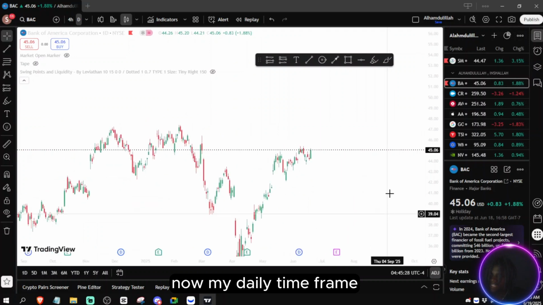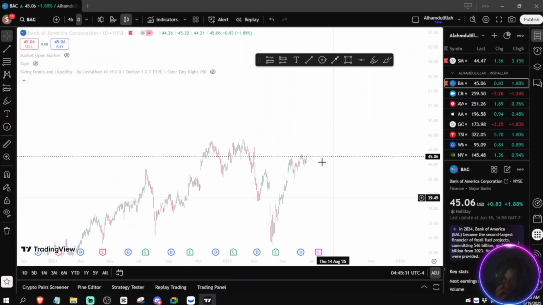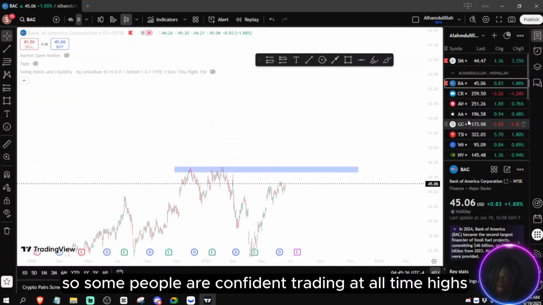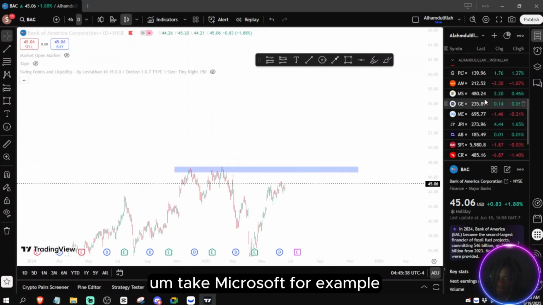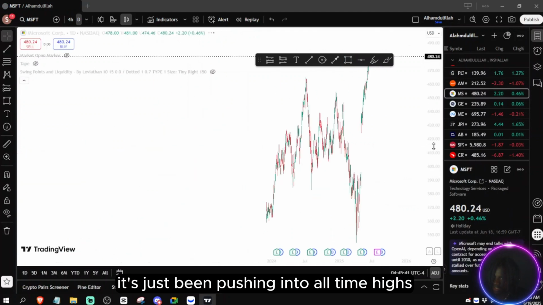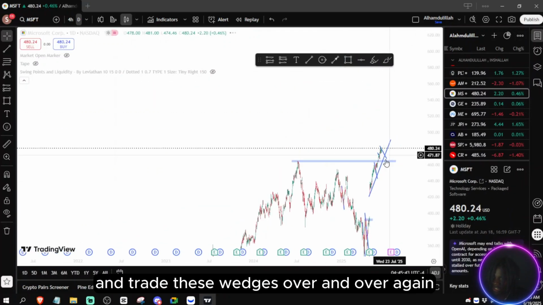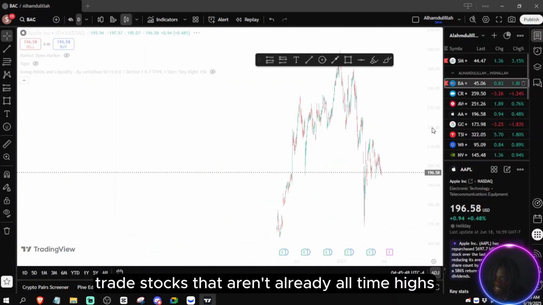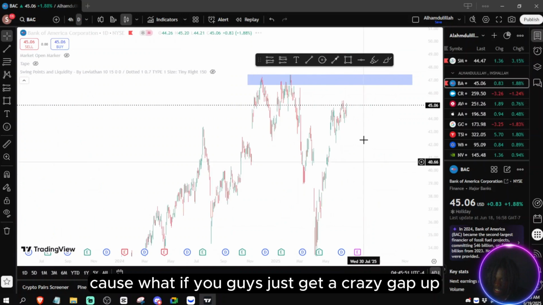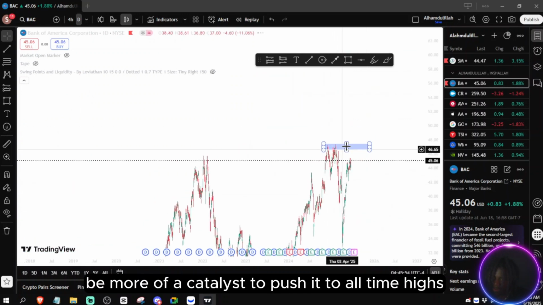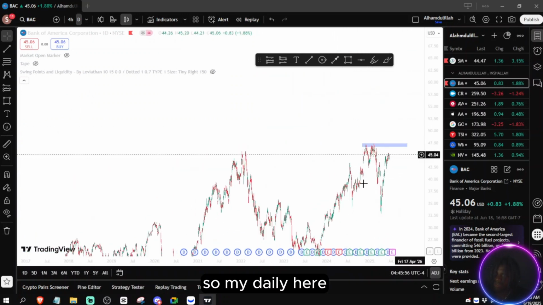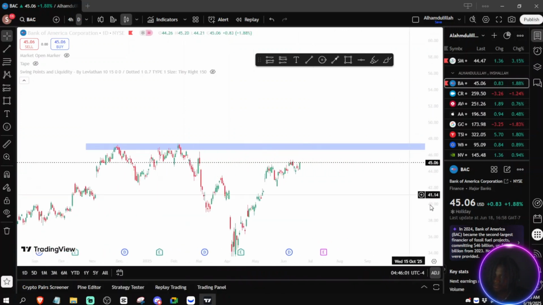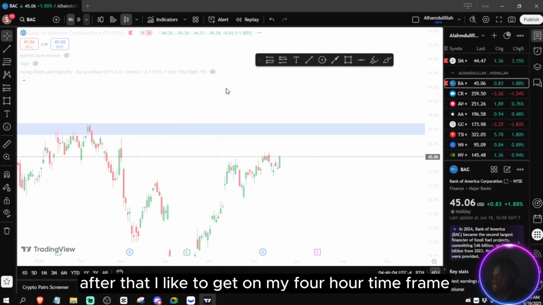Now on my daily time frame, I like to look for stocks that are not already at all-time highs. Some people are confident trading at all-time highs. Take Microsoft, for example. It's just been pushing into all-time highs and people continue to trade these wedges over and over again. But I like to trade stocks that aren't already at all-time highs that I know have some more upside, because what if you get a crazy gap up or some news, there's more of a catalyst to push it to all-time highs. So on my daily here, you can see there's more room to the upside. That's good.